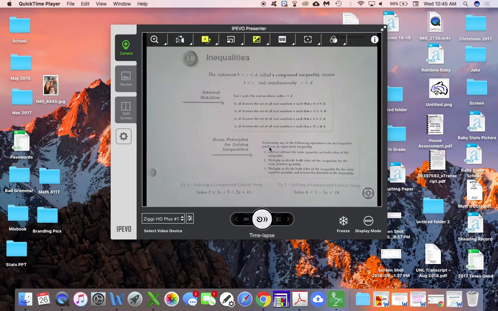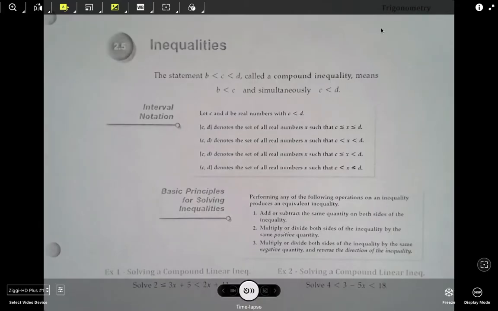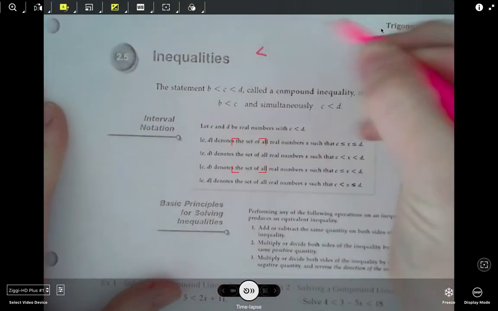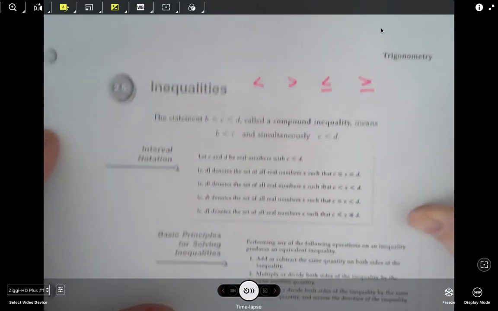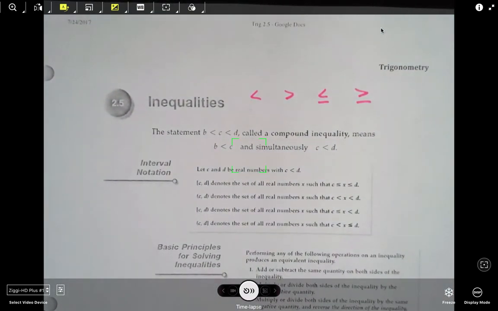So whoever's watching this video, whoever needs section 2.5 notes, this is inequalities. Inequalities, you solve very, very similar to when you have an equality, which is an equal sign, but inequalities are less than, greater than, less than or equal to, and greater than or equal to, okay? Meaning that you have a range of solutions rather than just one value of x.